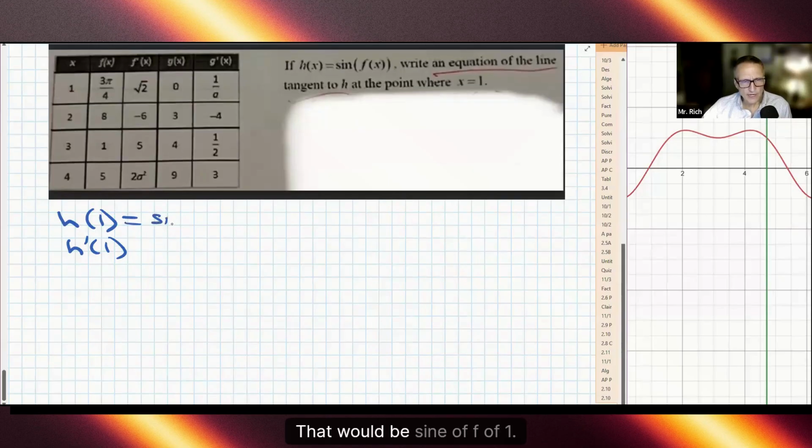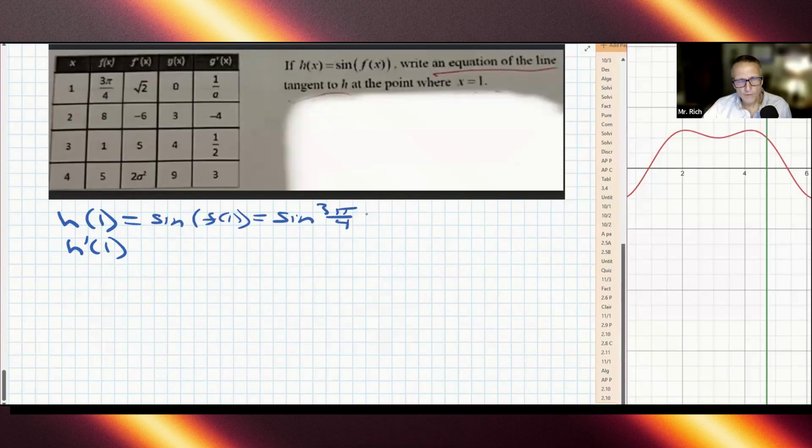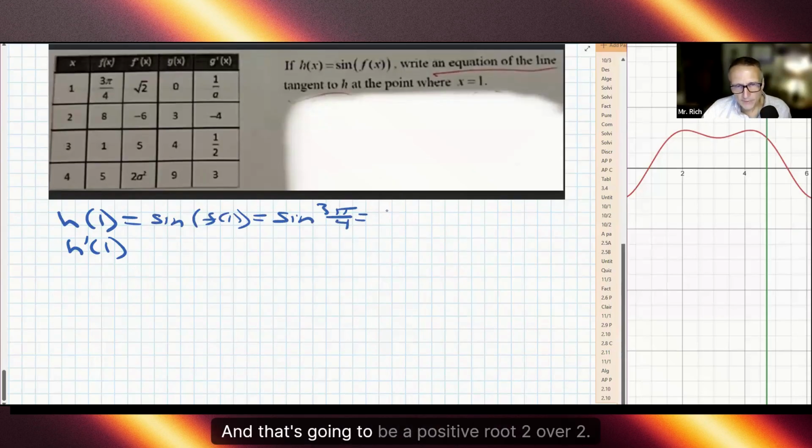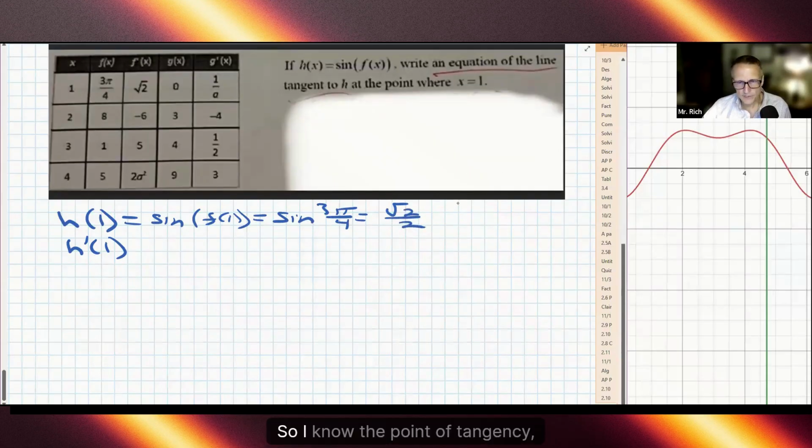So let's find h of 1. That would be sine of f of 1. Well, from that table, f of 1 is 3 pi over 4. Sine of 3 pi over 4. Well, that's over in the second quadrant, and that's going to be a positive root 2 over 2. So I know the point of tangency. It's 1 comma root 2 over 2.